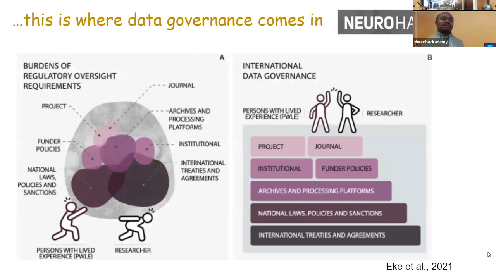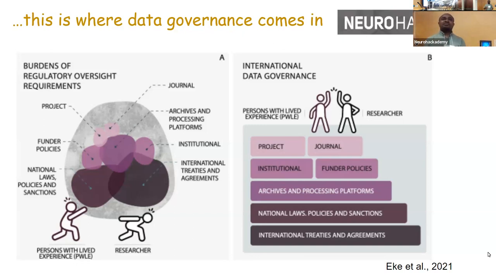So this is where data governance comes in. Data governance can help us to mitigate some of these challenges, some of the barriers that we've mentioned now. If you look at this figure here, which was a figure we used in a paper we produced through the IBI work that we're doing, in A, you can see as an individual researcher, there are so many requirements, so many obstacles that you have to look at before you share data. There are journal requirements, there are archives and processing platforms requirements, projects have their own internal project restrictions for sharing. There are funders' policies that you have to look at, institutional policies that you have to look at. There are national laws as well as international treaties that you need to consider.